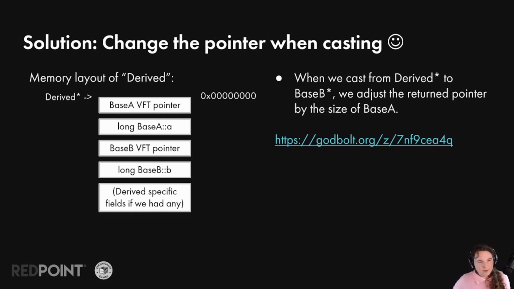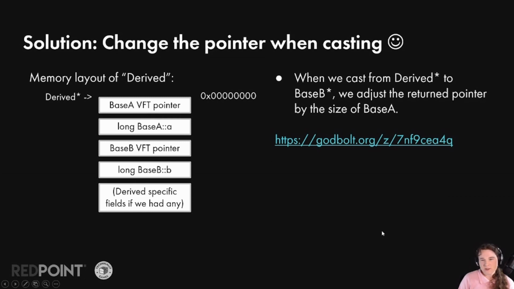If we look at the memory layout of derived, it looks like this. It has the virtual function table for base A. It then has the fields for base A, because remember, if you're inheriting from a class, you get all the fields that are inside it. You then have the virtual function table pointer for base B, and all the fields for B. And then if we had specified any fields in derived, we would have those specific fields after that. So that's what the memory layout looks like.